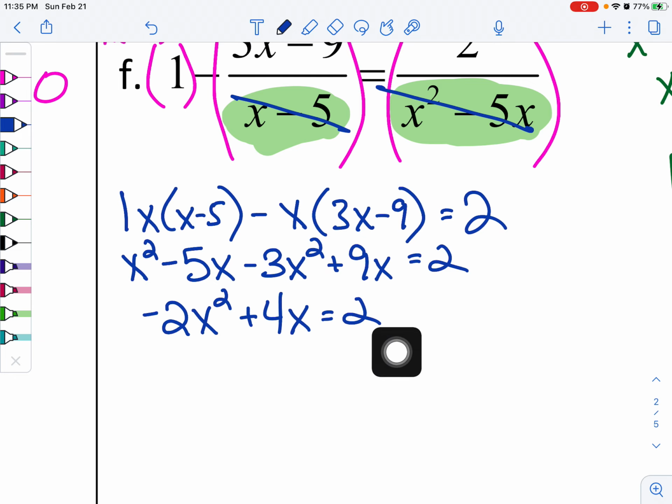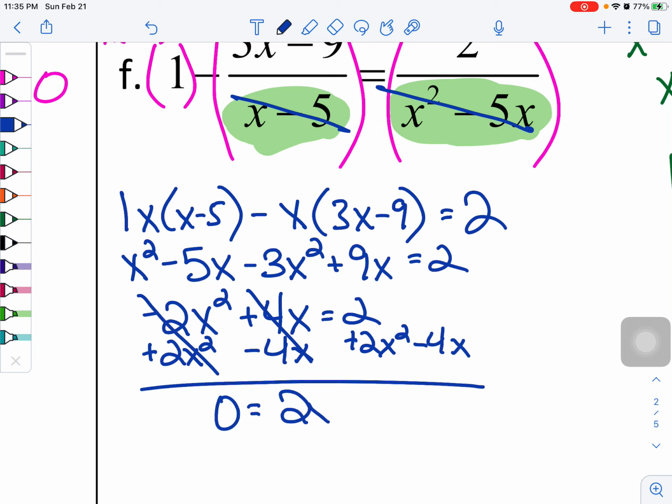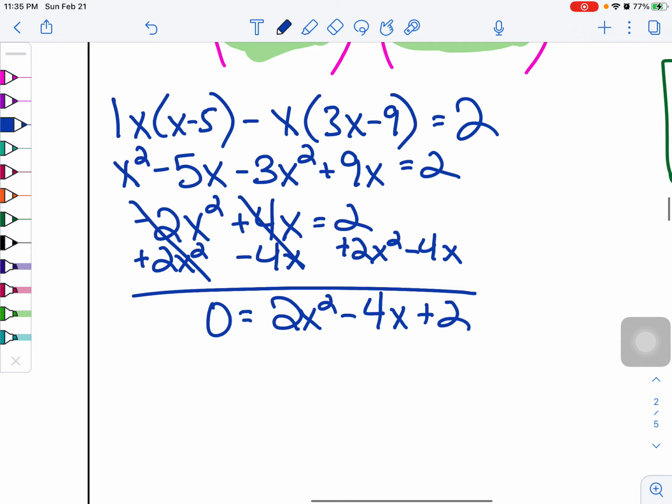Now, because this is negative, I'm going to go ahead and slide these two terms on the left over to the right. So I'm going to add 2x squared and then subtract 4x. So plus 2x squared minus 4x. So 0 equals, now I'm going to put this in descending order. Minus 4x plus 2. Now, I want to factor this.